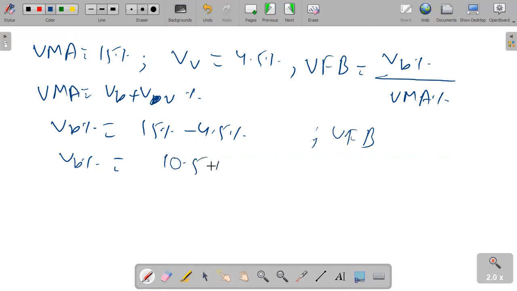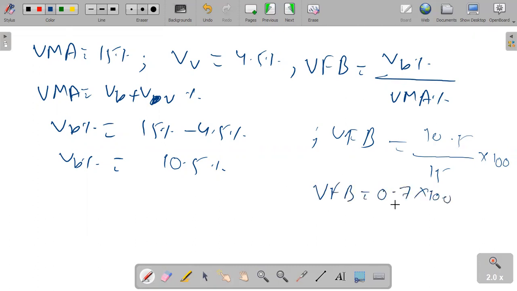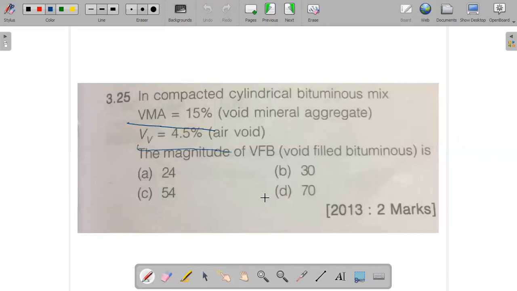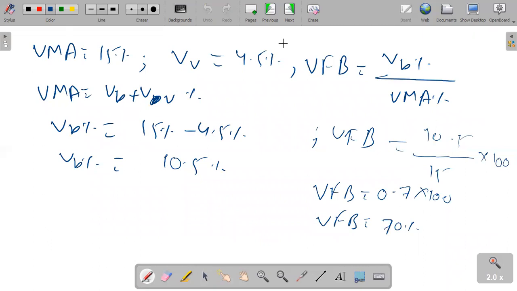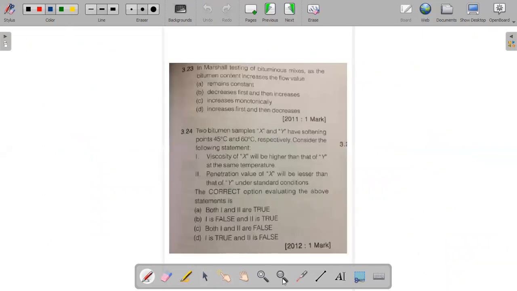It is something about 10.5%. So VFB is equal to 10.5 upon VMA, which is 15. So divide 10.5 by 15, we'll get 0.7. Obviously, multiply it with 100. So VFB is equal to 70%. So option D is the correct answer. Let's move to our next question.